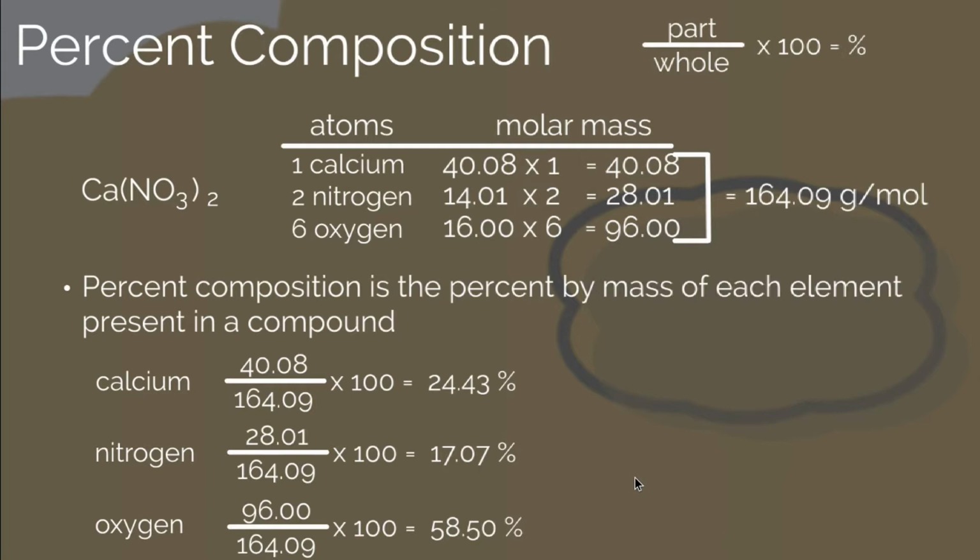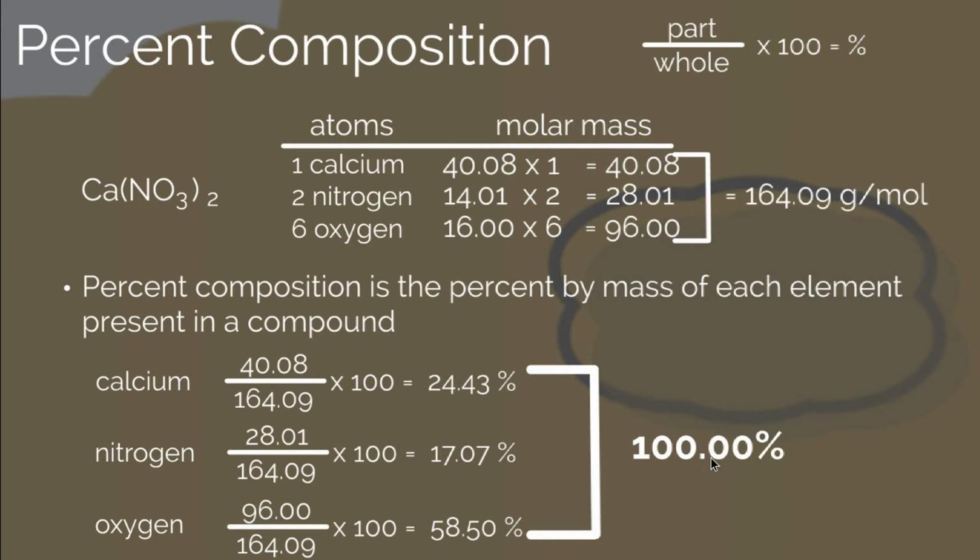And one important check to see if you've done this correctly, remember that if we're talking about a percent, we're talking about a whole thing. The whole is really 100%. So your different percent composition results that you get for each element, they should all add up to 100%. And that is what happens in this one. We have 24.43 plus 17.07 plus 58.50. You get a total of 100.